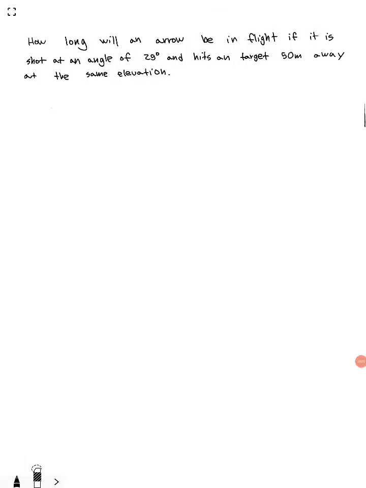Okay, let's do a hard kinematics problem. How long will an arrow be in flight if it is shot at an angle of 25 degrees and hits a target 50 meters away at the same elevation?